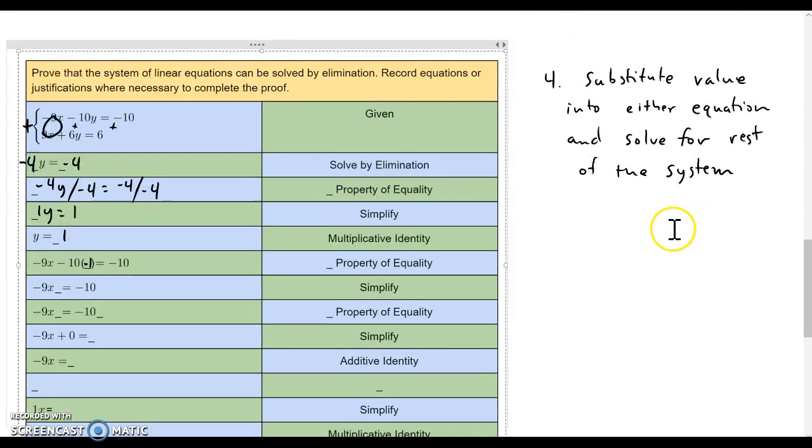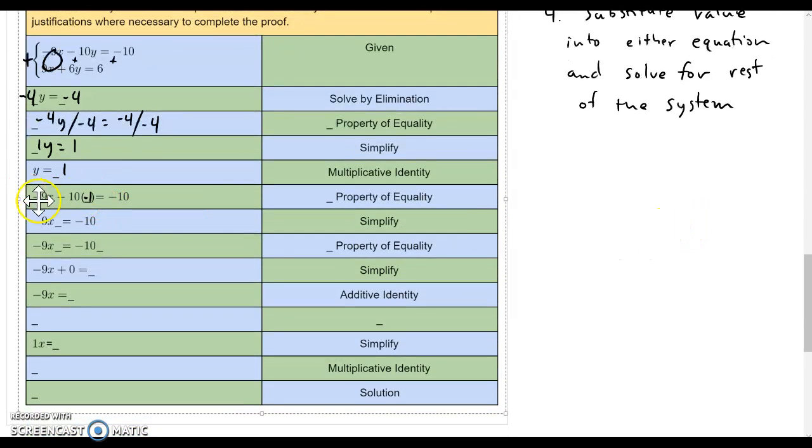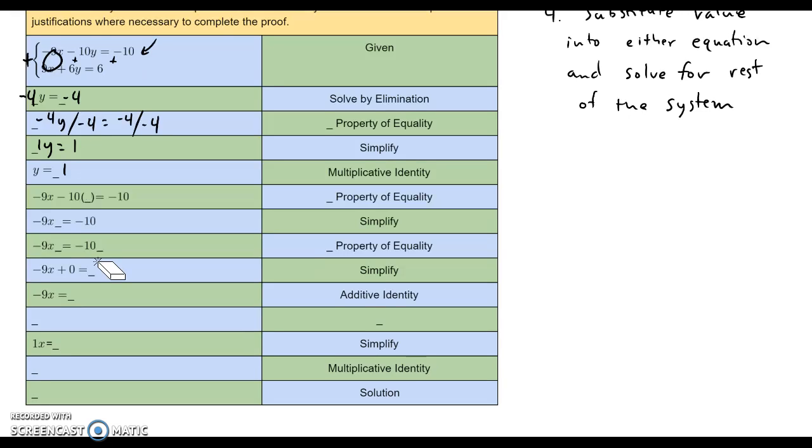So our fourth step here is to substitute the value into either equation. They've given us the equation that we're using. Looks like they used the top equation. You can see that right here. So we're taking the value 1 and we're interchanging it with y just like we did in 5.2, substituting, interchanging y with 1. And now we can go ahead and simplify. So negative 9x minus 10 times 1. So negative 10 times 1 is a negative 10. So in this blank right here, we're writing in a negative 10. So we've got negative 9x minus 10 equals negative 10. We're only typing in that part right there.